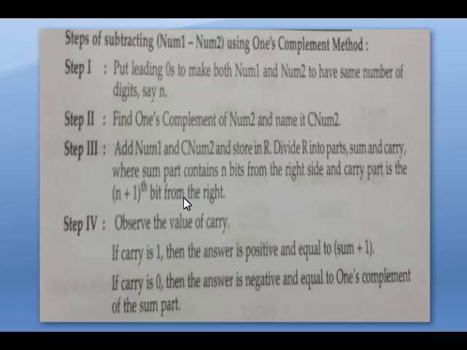So step number 4 is to observe the value of carry. If the carry is 1, then the answer is positive and equal to sum plus 1. If the carry is 0, then the answer is negative and equal to the ones complement of the sum part. So these are the steps you have to learn.